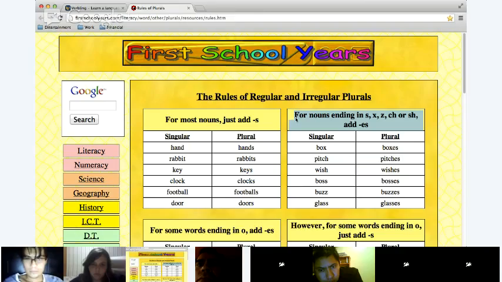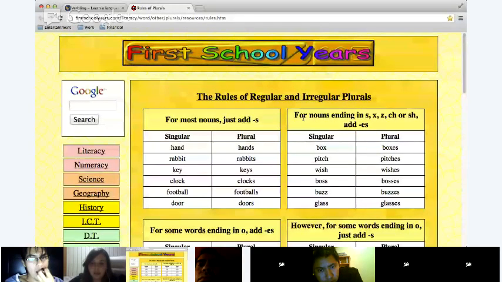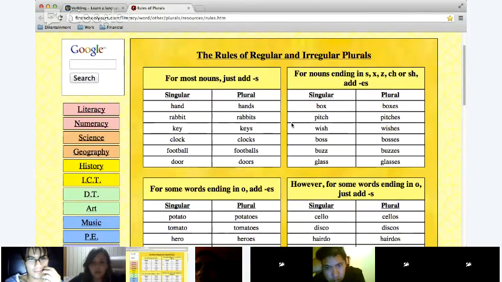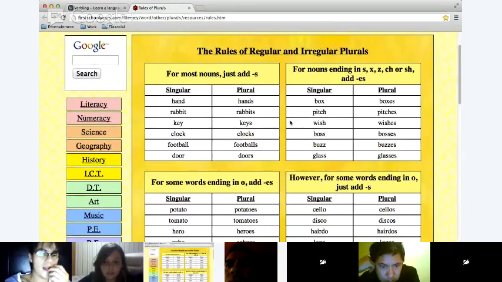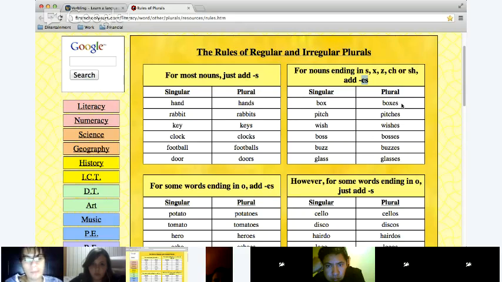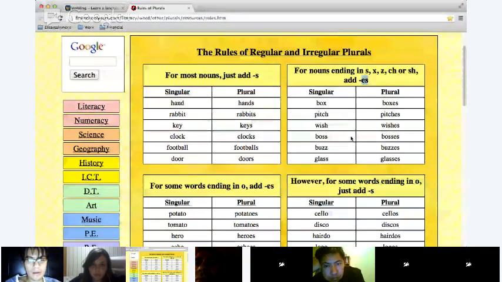Let's take a look at our next box. Camila, let me have you read the information in this box, please. For nouns ending in S, X, Z, CH, or SH, add ES. Singular, plural: box, boxes; beach, beaches; wish, wishes; boss, bosses; bus, buses; glass, glasses. Excellent. Now class, this is when we can pronounce that ES sound: boxes, beaches. In other times when we add an ES, we do not pronounce that sound. Only when it ends with these five different endings: S, X, Z, CH or SH.